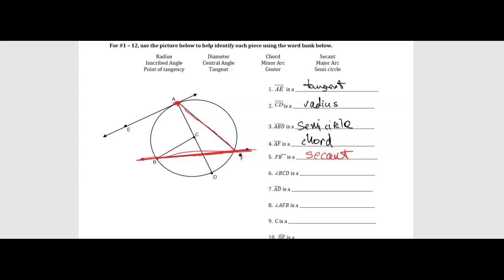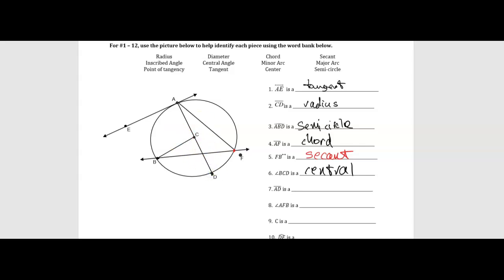Angle BCD. Let me clear these before it gets too messy. Here's B, here is C, here is D. So we're going from here and then to here. So this angle is a central angle. It's in the center of our circle. That's where that angle is formed, with the center as part of our circle.